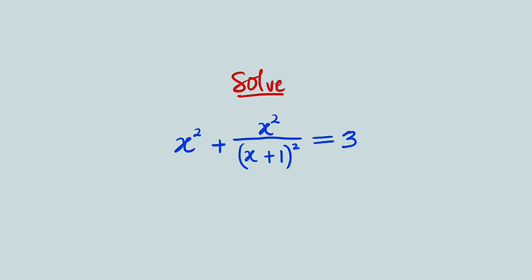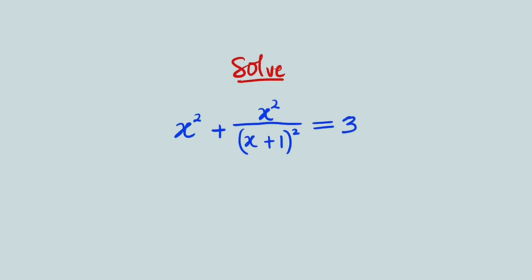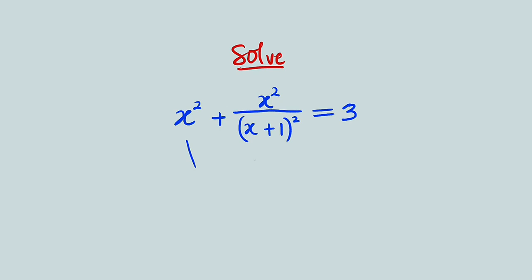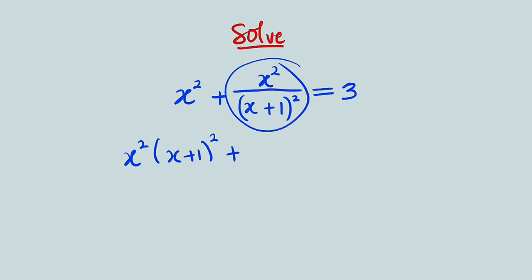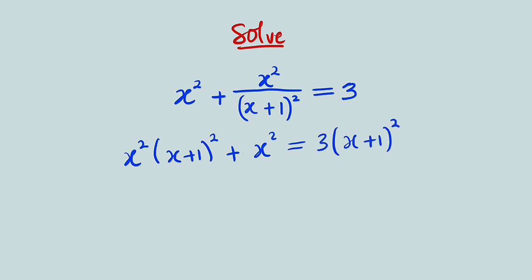For me, I always like to clear the fractions in an equation. So let's multiply this 3 by this denominator, which is (x plus 1) to the power of 2. If you multiply by x squared, you have x squared multiplied by (x plus 1) raised to the power of 2, plus, if you multiply that with this, it will just cancel the denominator, leaving only x squared. And this is equal to 3 multiplied by (x plus 1) to the power of 2.